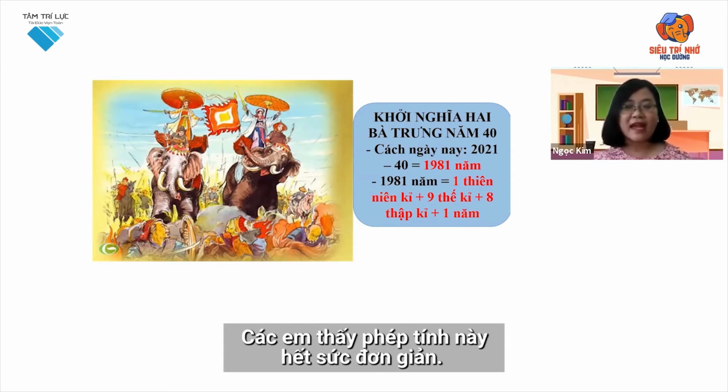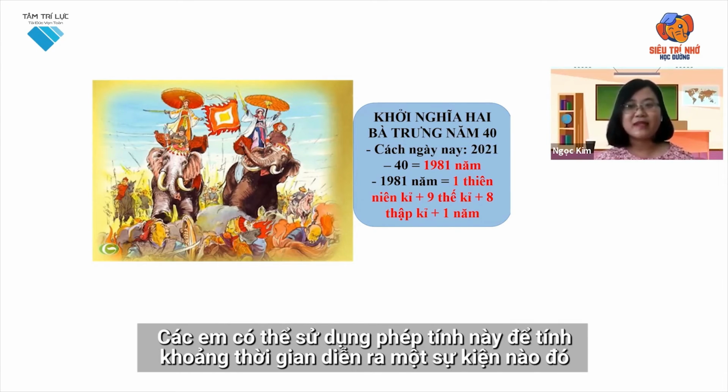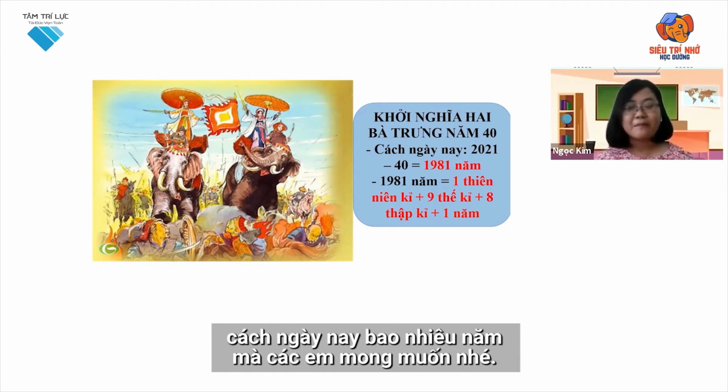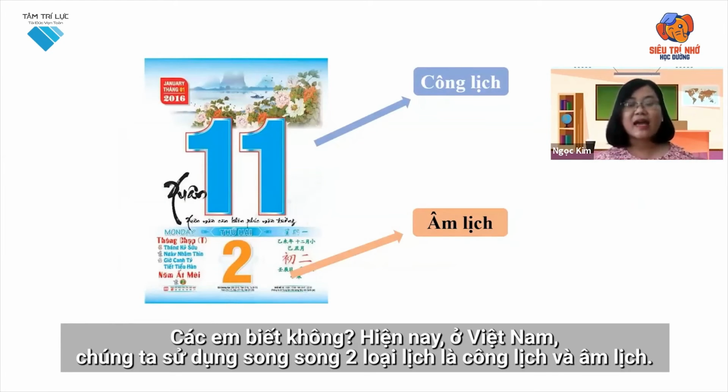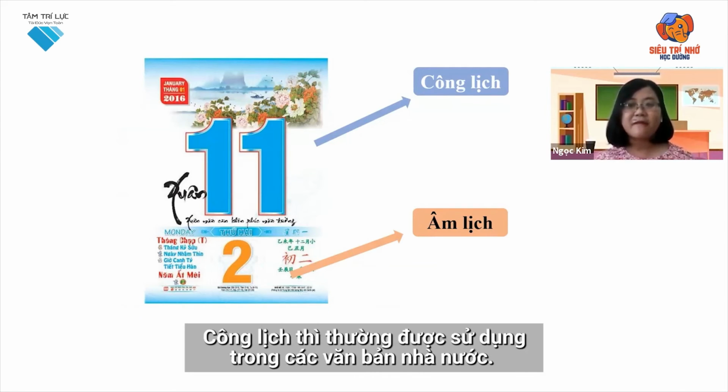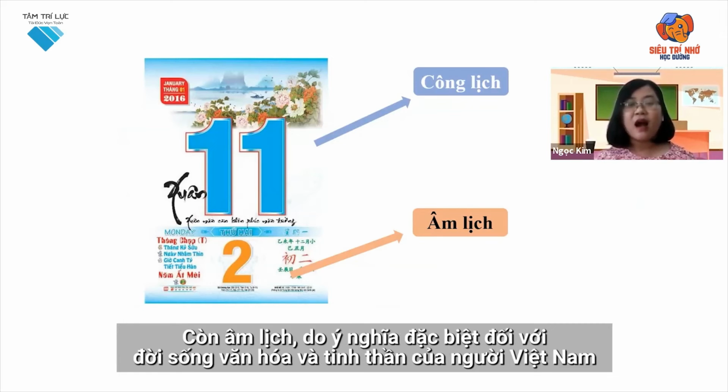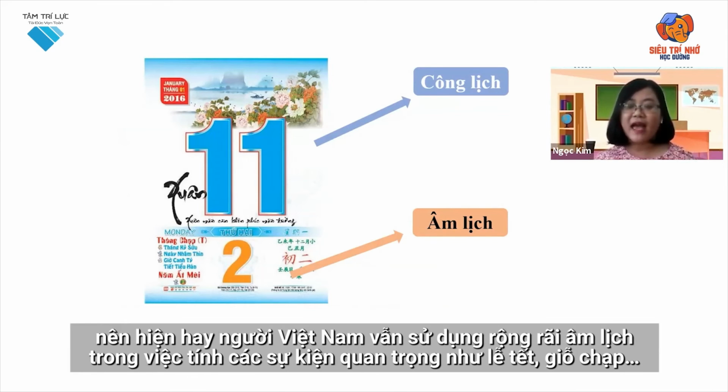As you can see, it's a very simple calculation. You can use this calculation to calculate how many years ago an event took place. Do you know that currently in Vietnam, we use two types of calendar in parallel: the Gregorian calendar and the lunar calendar. The Gregorian calendar is often used in state documents. As for the lunar calendar, due to its special meaning to the cultural and spiritual life of the Vietnamese people, they still widely use the lunar calendar in calculating important events, such as New Year's Eve and ceremonies.